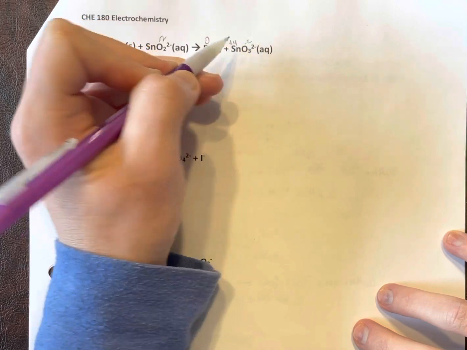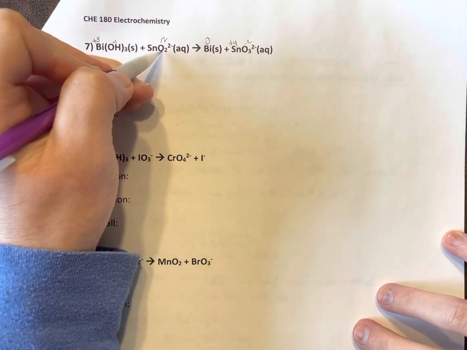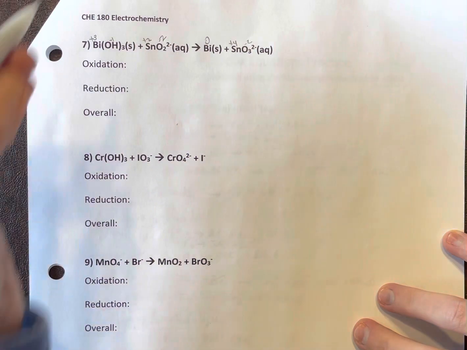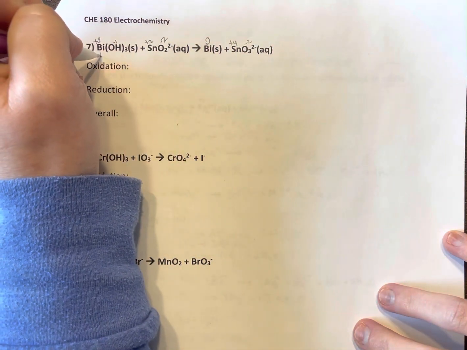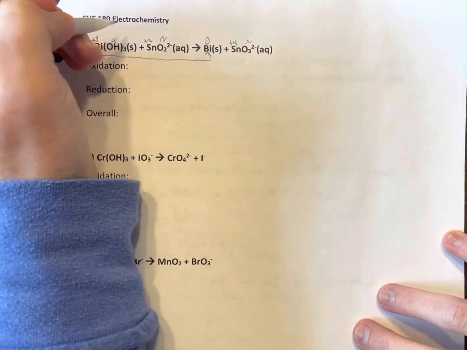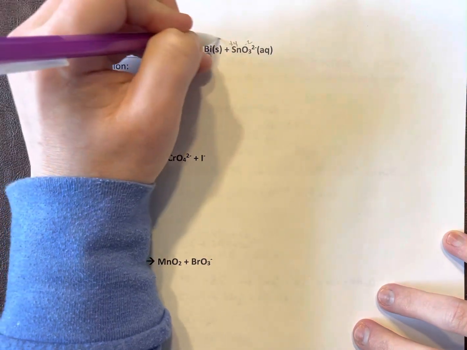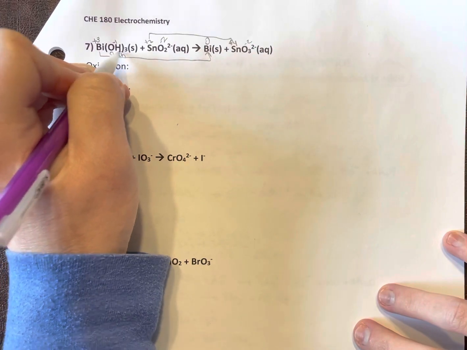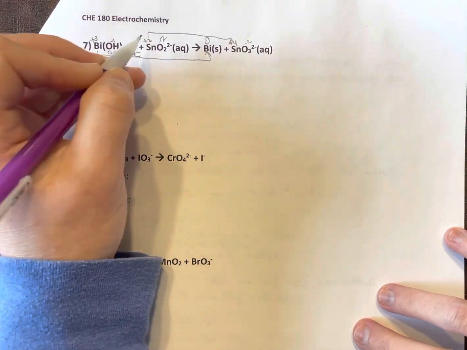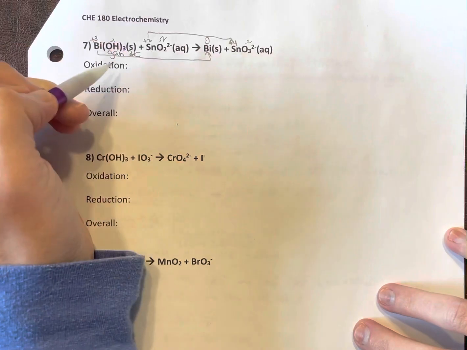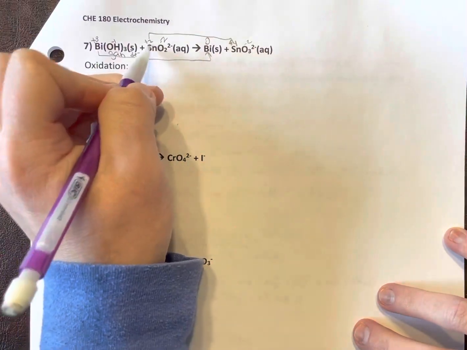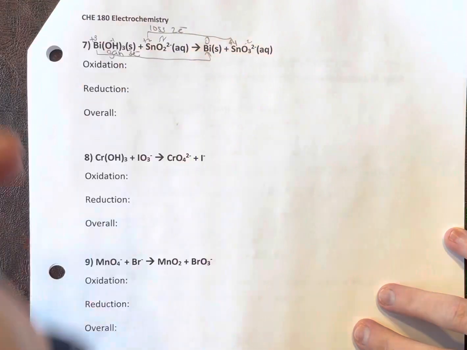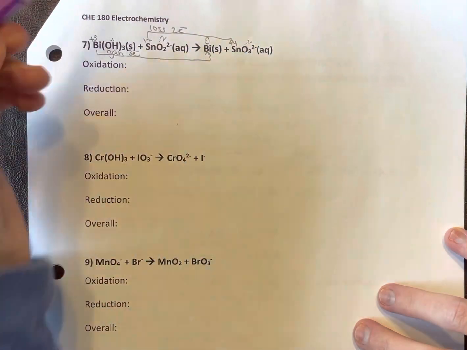-6, that's +4. -4, so that's +2. All right. Okay, so bismuth goes from +3 to 0, so that's a gain of 3 electrons. And double check after the last problem, there's only one of them. Tin goes from +2 to +4, so that's a loss of 2. So that's going to make things fun.